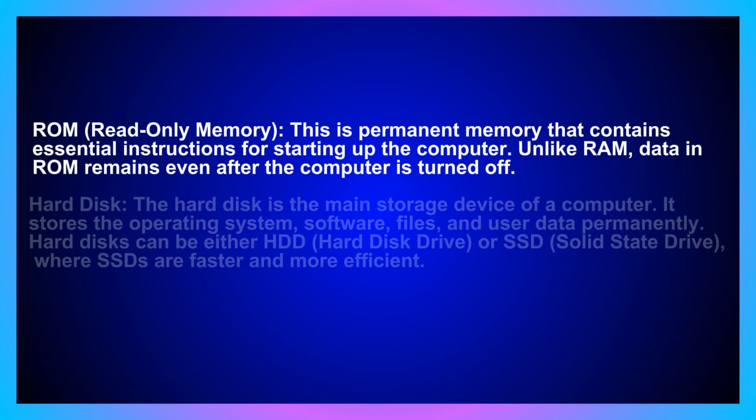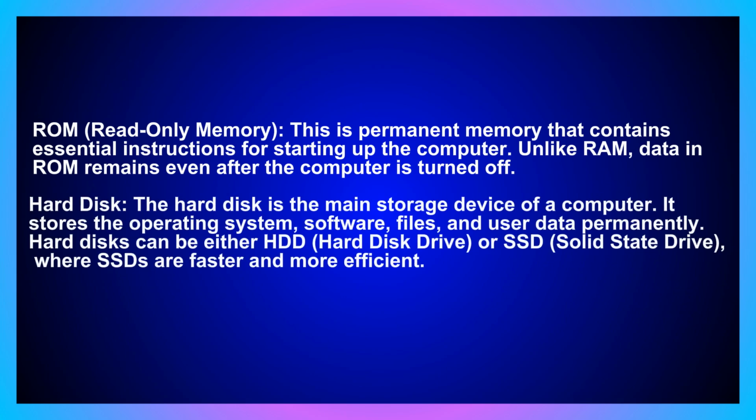Number 3. Hard disk. The hard disk is the main storage device of a computer. It stores the operating system, software, files, and user data permanently. Hard disks can be either HDD, hard disk drive, or SSD, solid-state drive, where SSDs are faster and more efficient. After discussing memory, RAM, ROM, and hard disk, let's now move on to output devices.